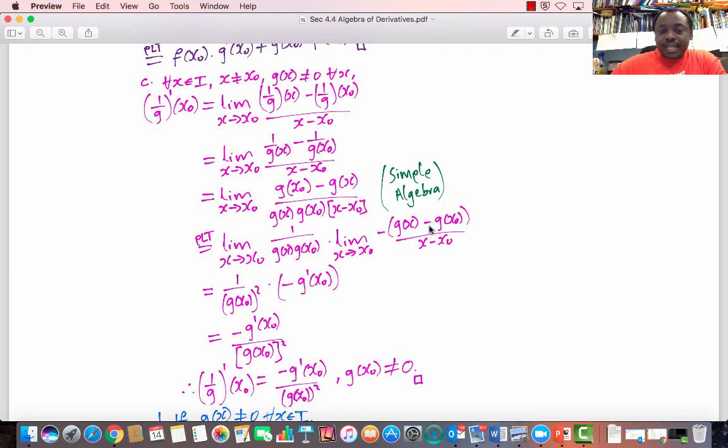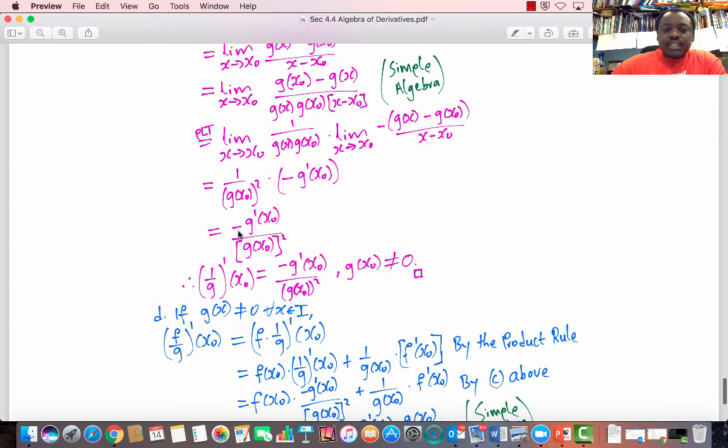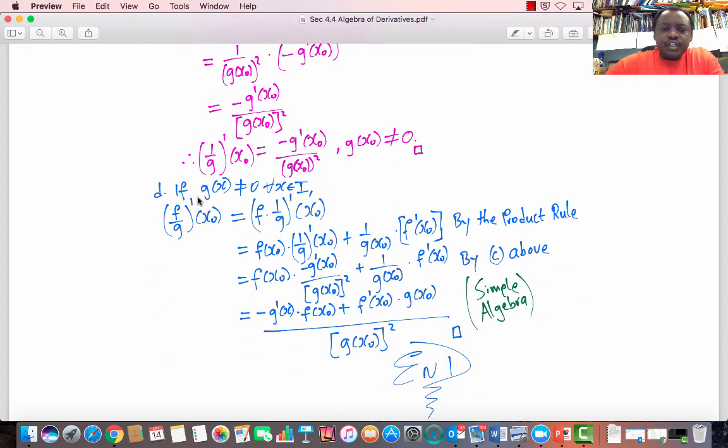G is differentiable at x naught, so all of this becomes negative g prime at x naught. And over here, as x approaches x naught, this term becomes 1 over g of x naught squared. And my final result is negative g prime at x naught divided by g of x naught, all of that squared. We know that g of x naught is different from 0, and that proves the lemma, which we shall use to prove our quotient rule. Beautiful. Now, D.